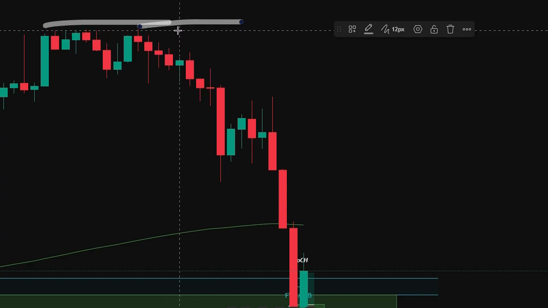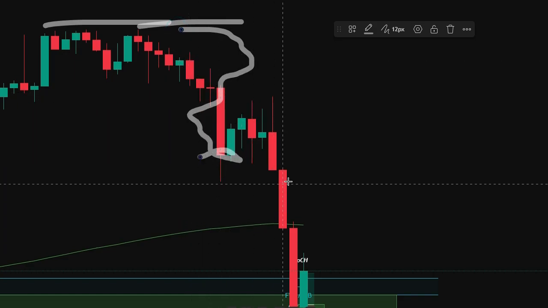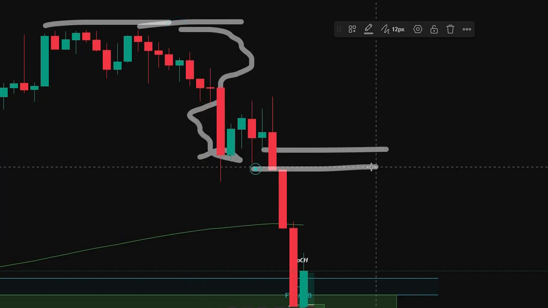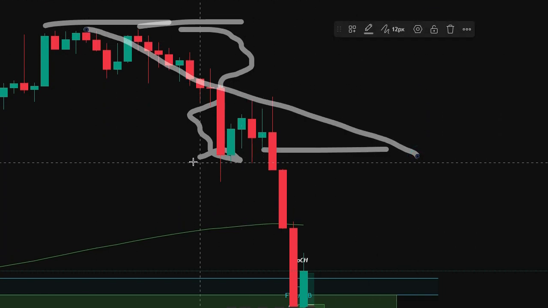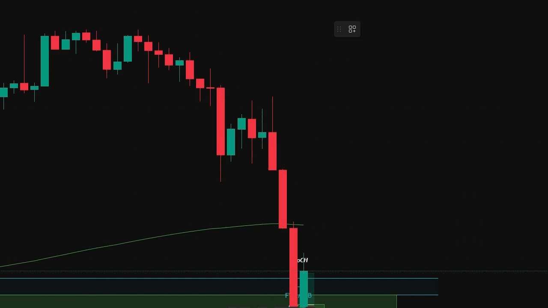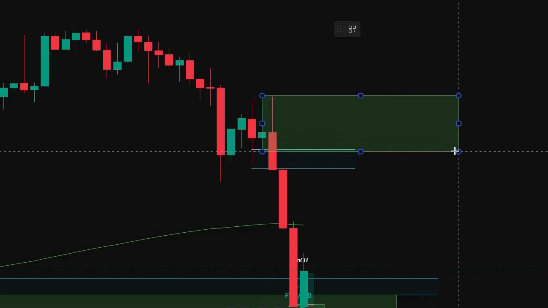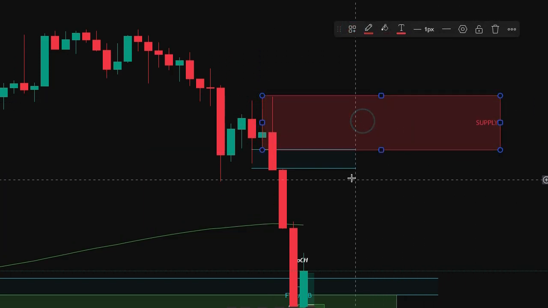So for a supply zone you can find an imbalance in bearish. In this area there is no imbalance zone, so you can find the imbalance zone exactly here. So if we go here, this is the imbalance zone we can find. Let me remove this drawing here. So we find that imbalance zone here, and this is the supply zone. This is the last candle, the supply zone is this. This is the supply zone, which is the imbalance.